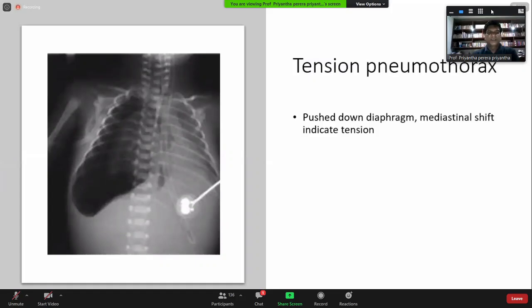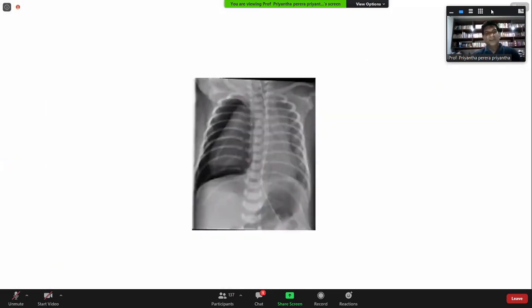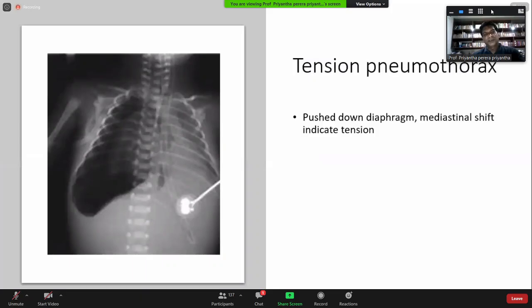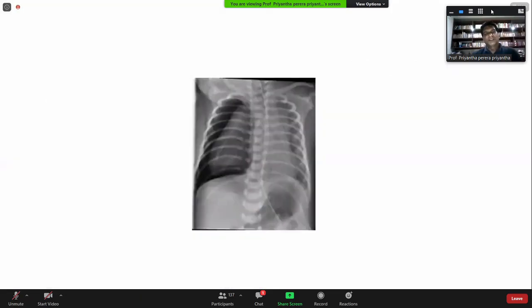That's the difference, right? So what you do by putting a needle there is creating this one into this one. You convert a tension pneumothorax into a pneumothorax without tension. The lung will collapse anyhow, whether it is tension or not, because of the negative interpleural pressure. Negative interpleural pressure keeps the lungs expanded. So the moment you lose the negative interpleural pressure, the lungs will collapse, right? So for collapse of the lung, you don't need to have a tension pneumothorax. So by this you can't say tension or not.